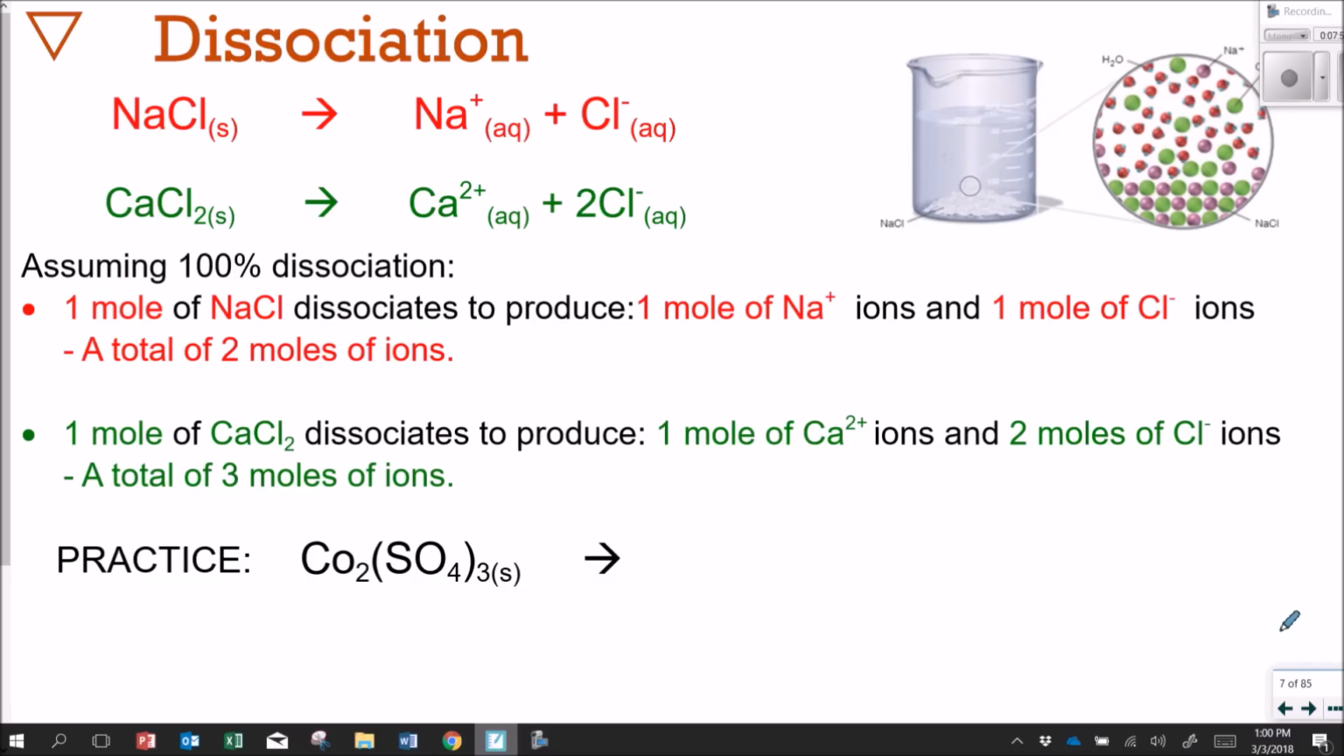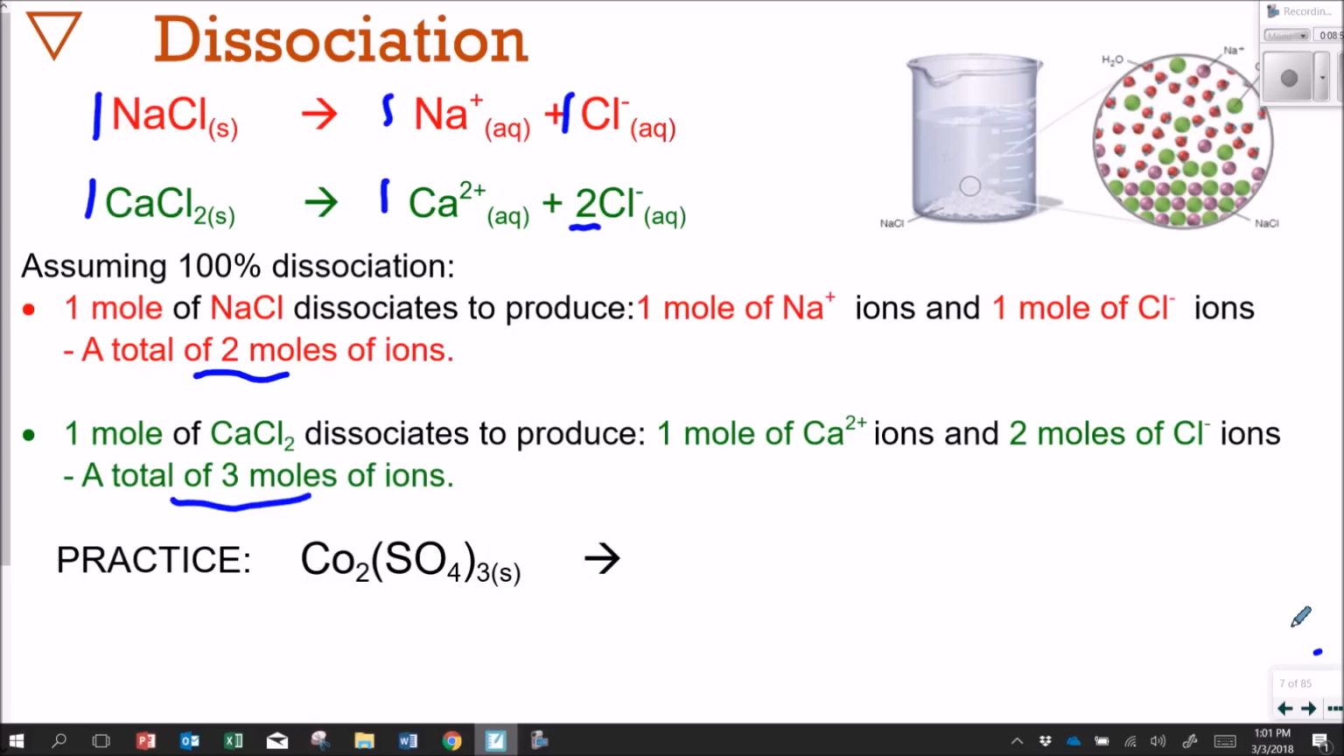So assuming 100% dissociation, if I put solid sodium chloride in water, 1 mole of sodium chloride will give me 1 mole of sodium ions and 1 mole of chloride ions for a total of 2 moles of ions. 1 mole of calcium chloride will yield 1 mole of calcium ions and 2 moles of chloride ions for a total of 3 moles of ions.